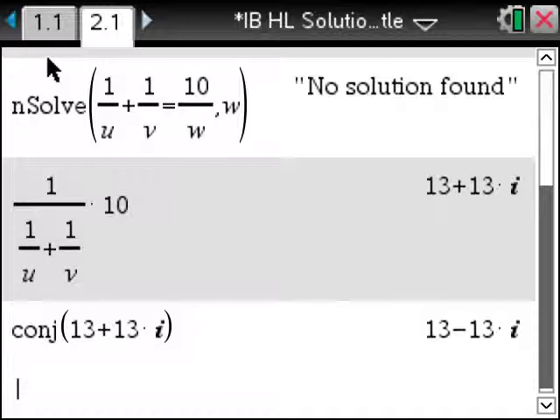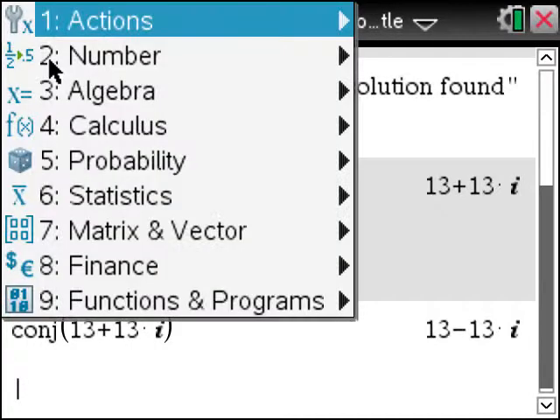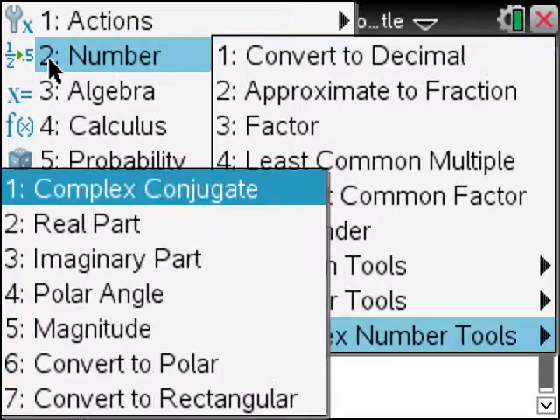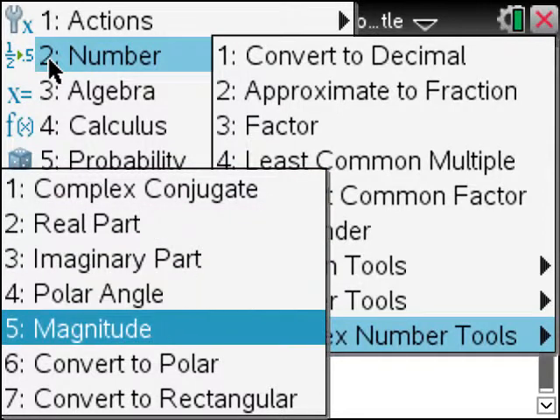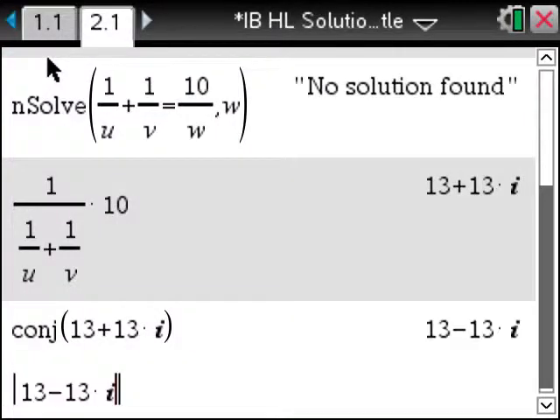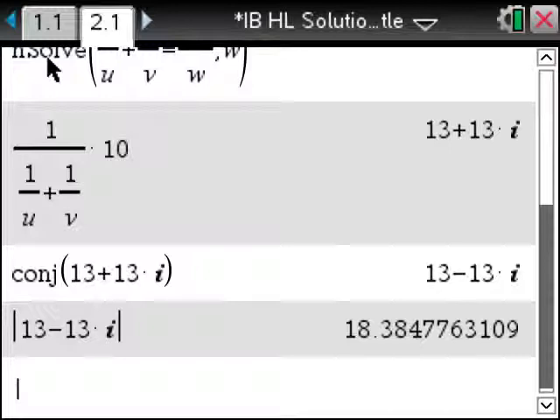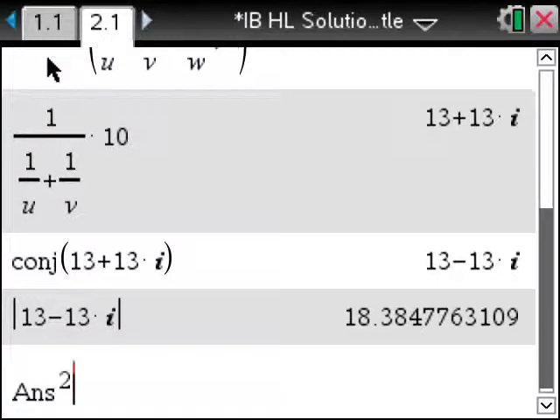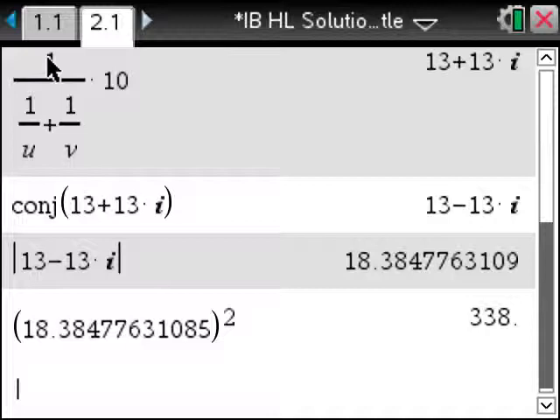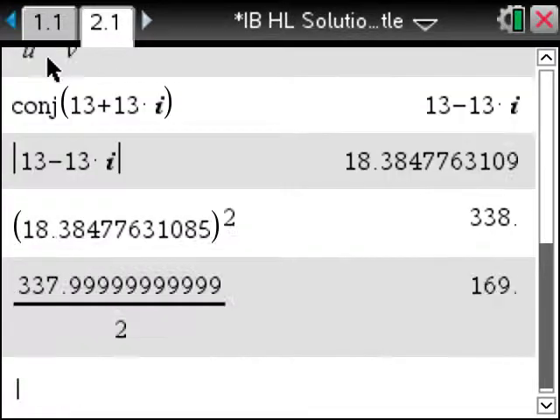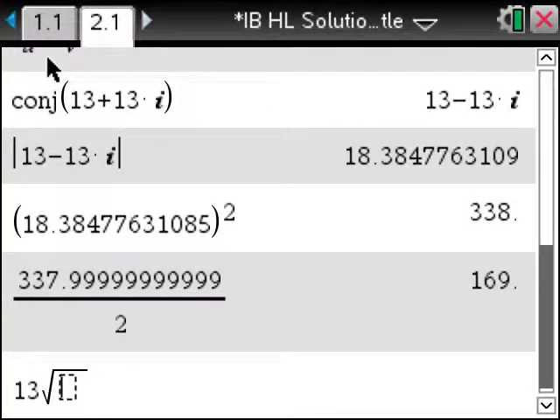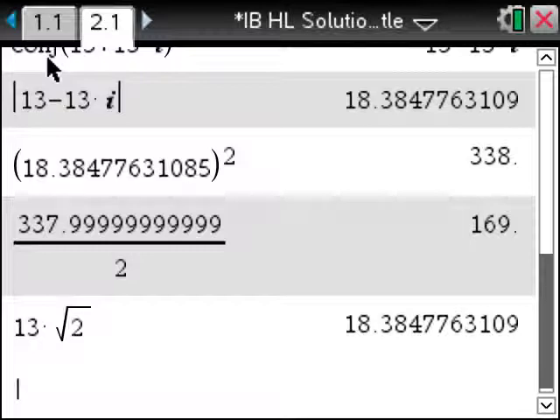Now we're looking for it in polar form, and again we can go to where we were a moment ago. We can go to number, complex number tools, and we can look for the magnitude of this number. And if I just paste that in, we look at something really quite awful. But if we square it, we get 338. And 338, as you may recognize, if I divide that by 2, I get 169. And so therefore this is looking a little bit like 13 lots of the square root of 2, and we can double check that. 13 lots of square root of 2 gives us the decimal we had before.